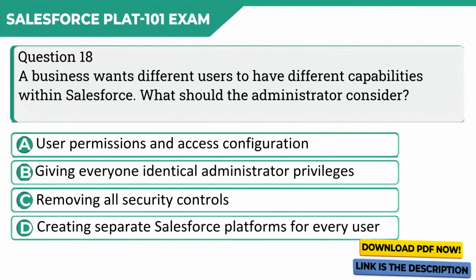Question 18. A business wants different users to have different capabilities within Salesforce. What should the administrator consider? A. User permissions and access configuration. B. Giving everyone identical administrator privileges. C. Removing all security controls. D. Creating separate Salesforce platforms for every user.